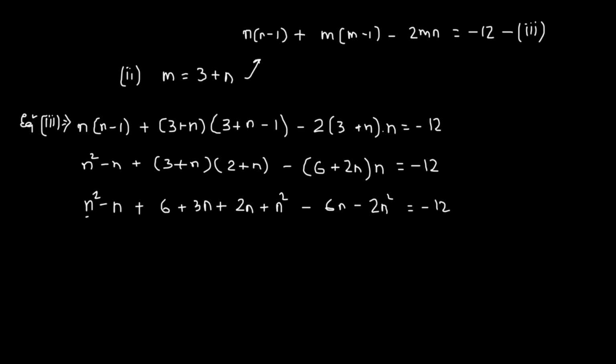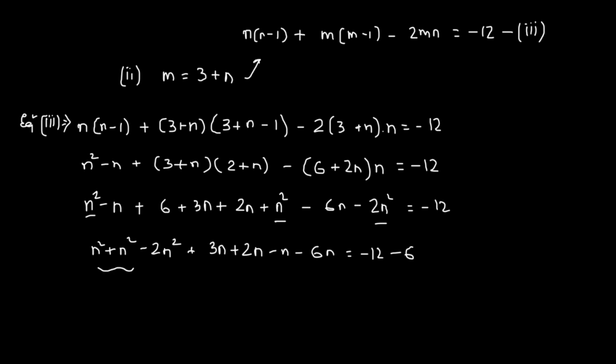Now you can see that n squared plus n squared minus 2n squared will cancel out. Then let's write it down: n squared plus n squared minus 2n squared, they're going to cancel out each other. Then we're going to combine 3n plus 2n minus n minus 6n equals negative 12. And we're taking the positive 6 to the right hand side, so that gives us negative 6.